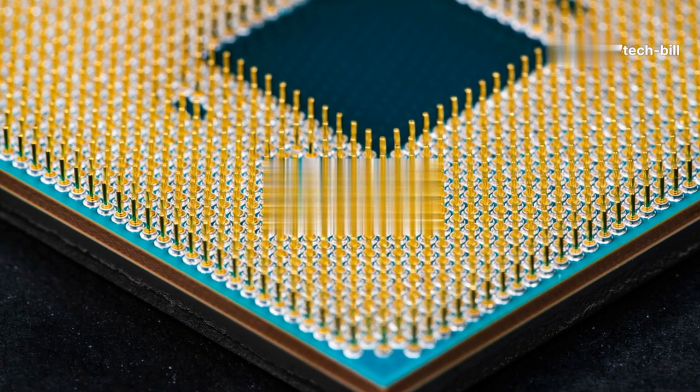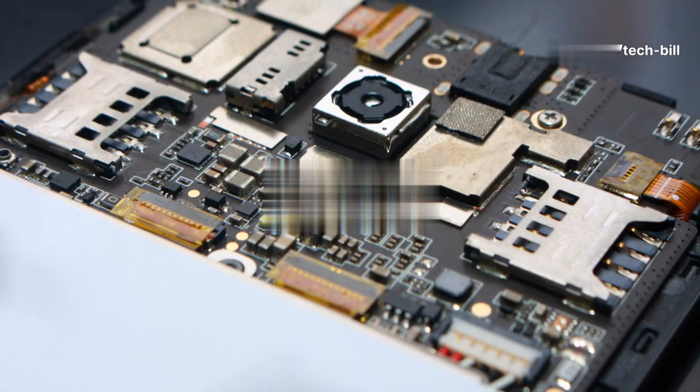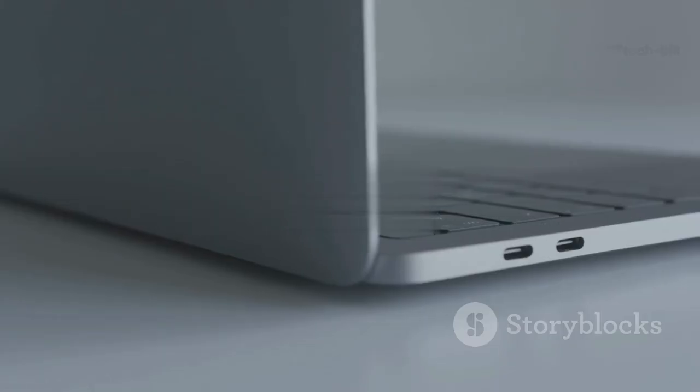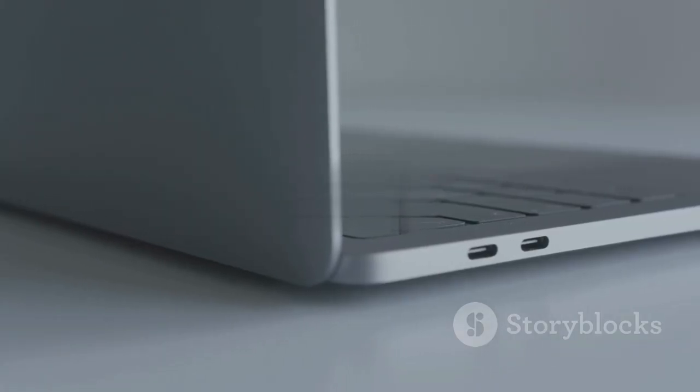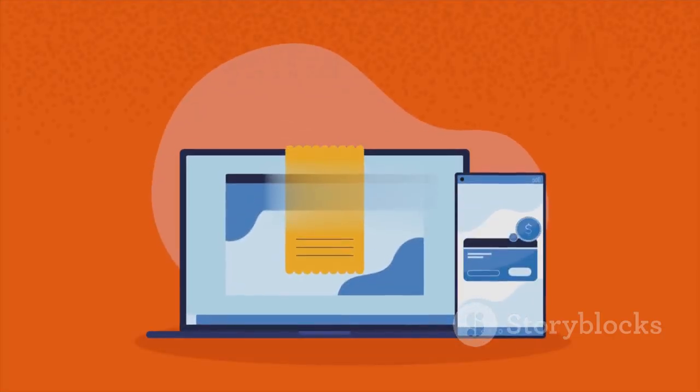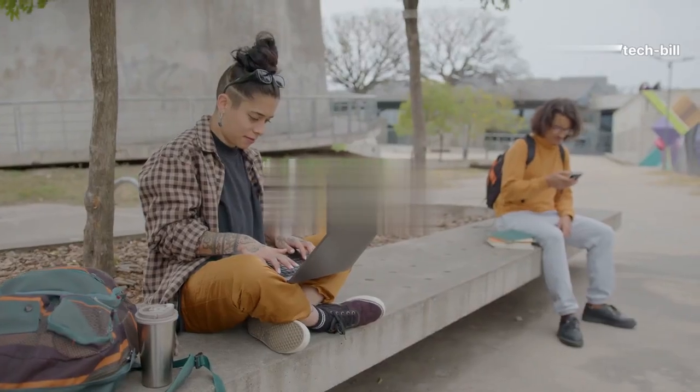And here's where Qualcomm enters the picture. Their chips already power Android phones. Now they're adapting them for laptops too. That means your phone, your tablet, and your laptop could all run on the same Android ecosystem, seamlessly connected. So what does this mean for you?